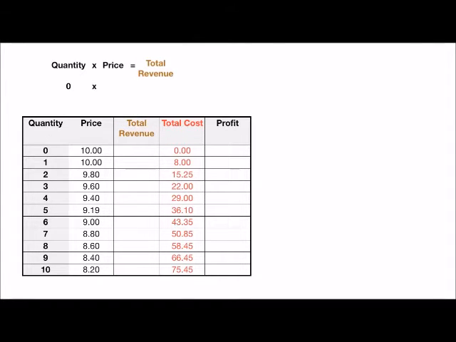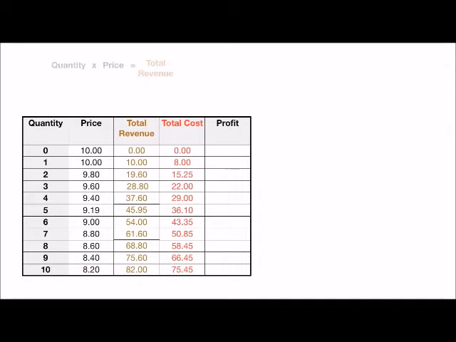So I have 0 times a price of 10, which is equal to total revenue of 0. You don't sell anything, you don't make any revenue. I have a quantity of 1 times a price of 10, which equals a revenue of 10. I'll just do 1 or 2 more. So I have 2 times 9.80, which is equal to 19.60 total revenue. So I'm taking the quantity column times the price column for total revenue. And now I'll just fill in the rest of the values.